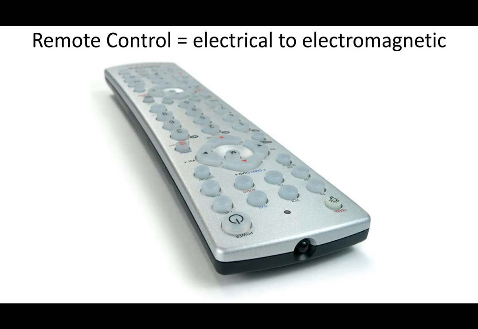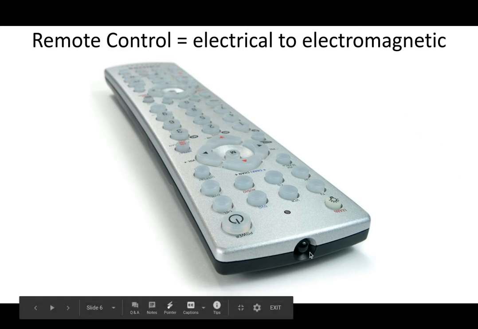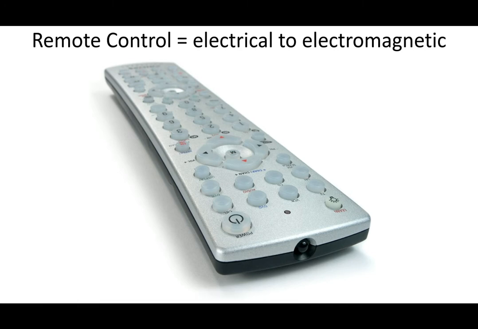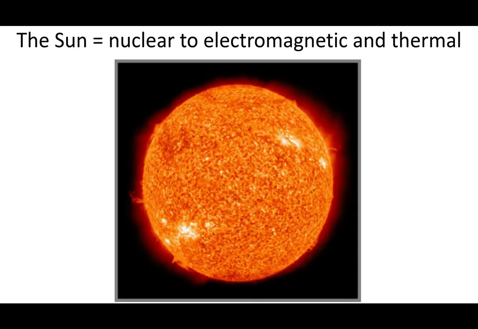The battery in your remote control will have electrical energy, and it will turn it into invisible electromagnetic light, the infrared beam that comes out of there. And I showed some of you who paid attention in the last lesson that there is actual light coming out of that, and there's a cool way to see it. The sun is doing nuclear fusion and turning the energy in the nuclei of atoms into light and heat, or electromagnetic and thermal.